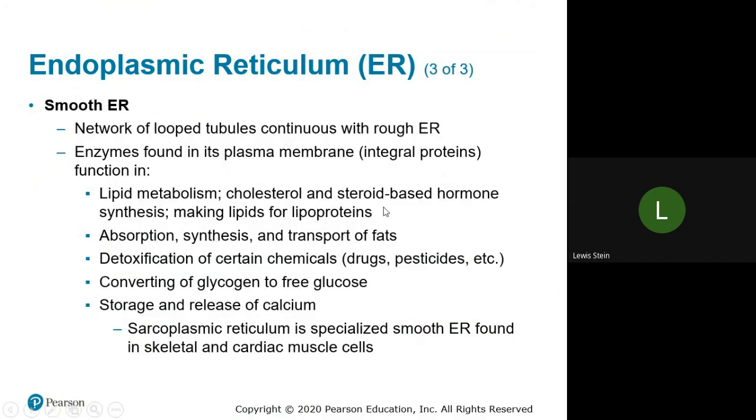So lipid metabolism, cholesterol and steroid-based hormone synthesis. And again, when we get into how steroid hormones traverse, remember they move a little bit differently. They can pass through the membrane. They target cytoplasmic receptors. Rather than complexing on the exterior, like a G protein, they complex on the interior within the cytoplasm, and then they're able to enter the nucleus and directly affect transcription and then translation.